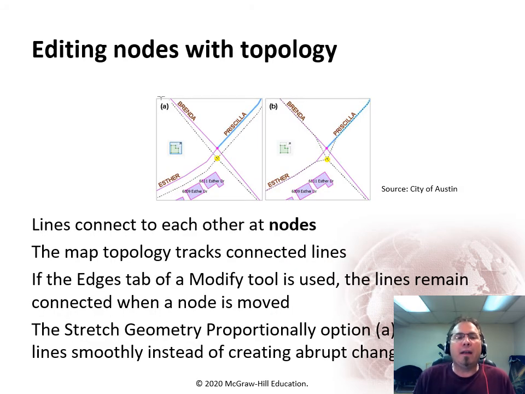You can also edit nodes with topology for things like lines, where you have to make sure everything stays connected logically, like street intersections being maintained and things like that. You can use the edges tab of a modify tool the same way to make sure that things are moved exactly where they need to be. You can stretch geometry proportionally, or you can move things smoothly. Again, I haven't done a lot of this, I'm being honest, and this stuff takes practice, but I wanted to introduce this to you because you will see this stuff eventually in the real world a lot of times.